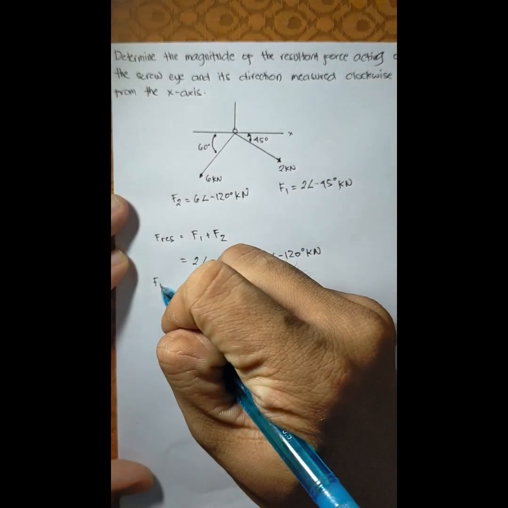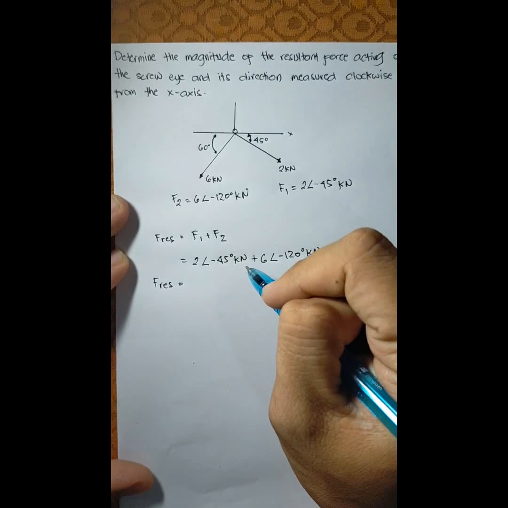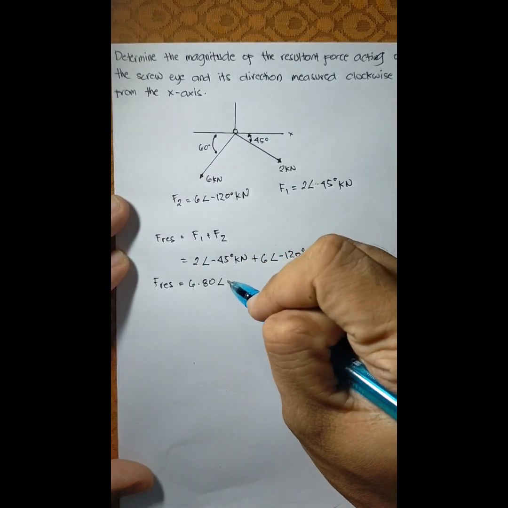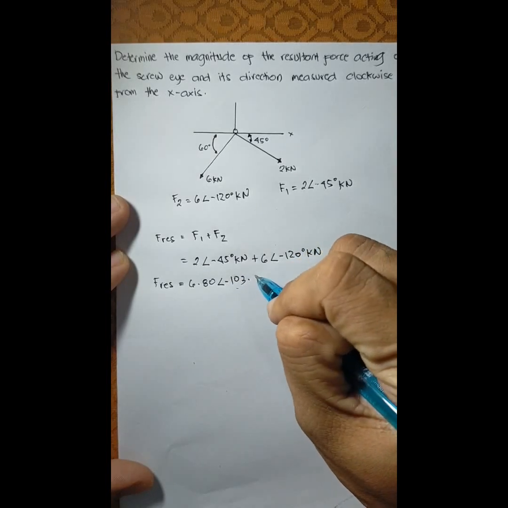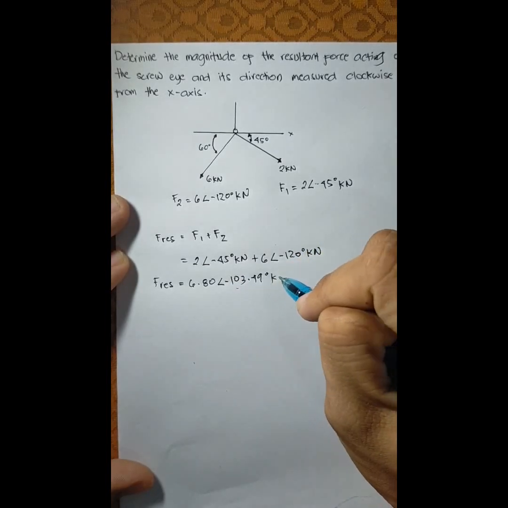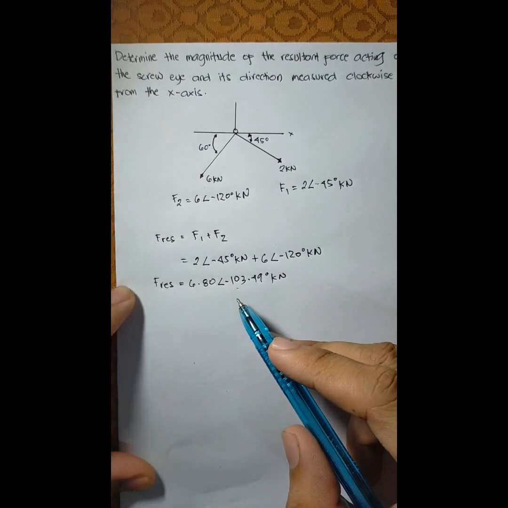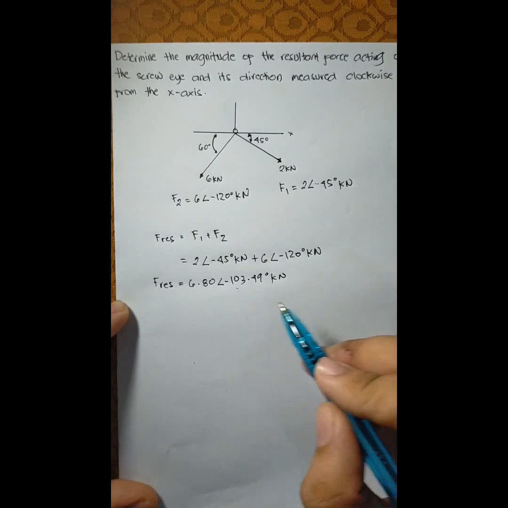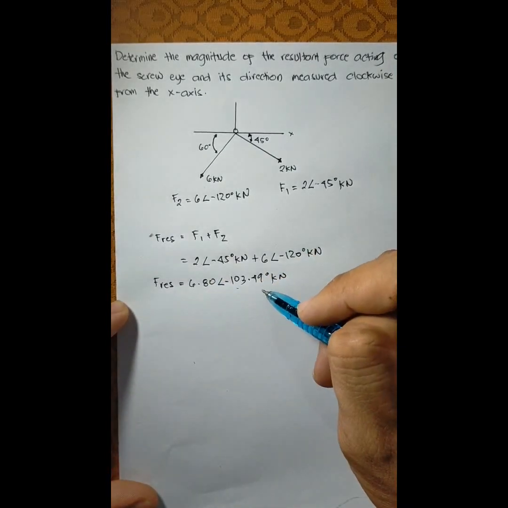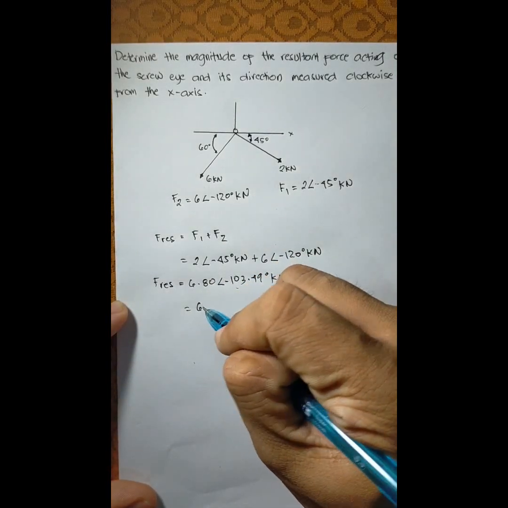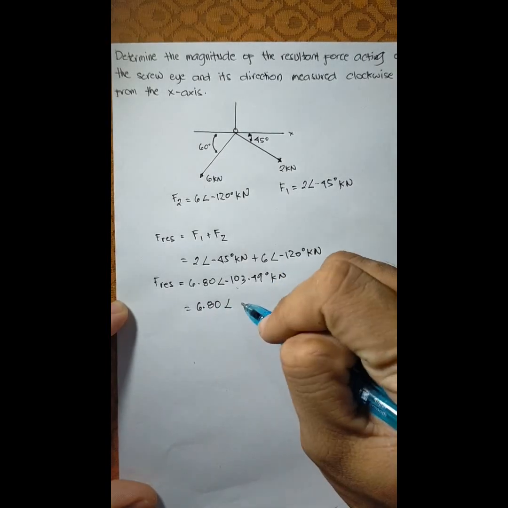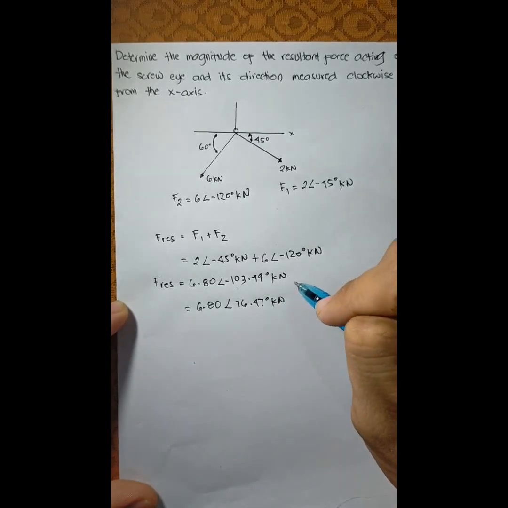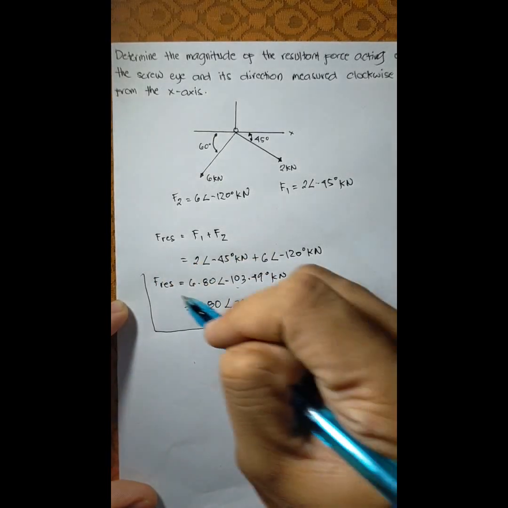So in solving in our calculator, we had the answer is 6.80 angle of negative 103.49 degrees kilonewton. Since we have negative 103.49, in order to be positive, we must add 180. So this will become 6.80 angle of 76.47 degrees kilonewton. This is our final answer.